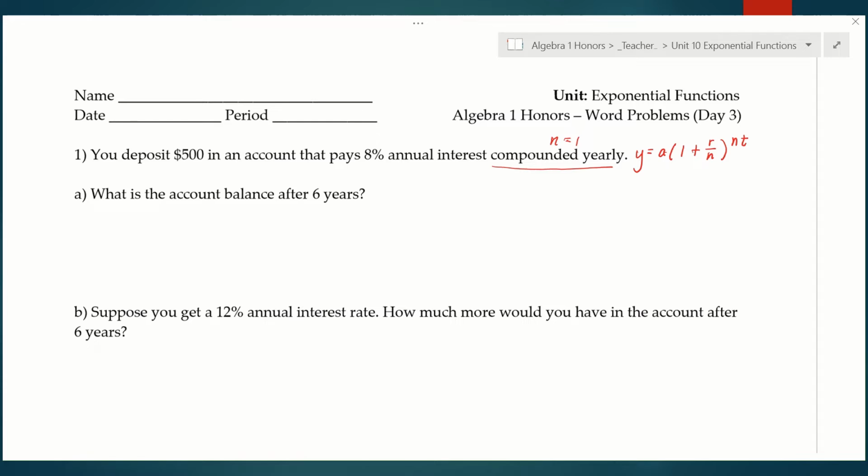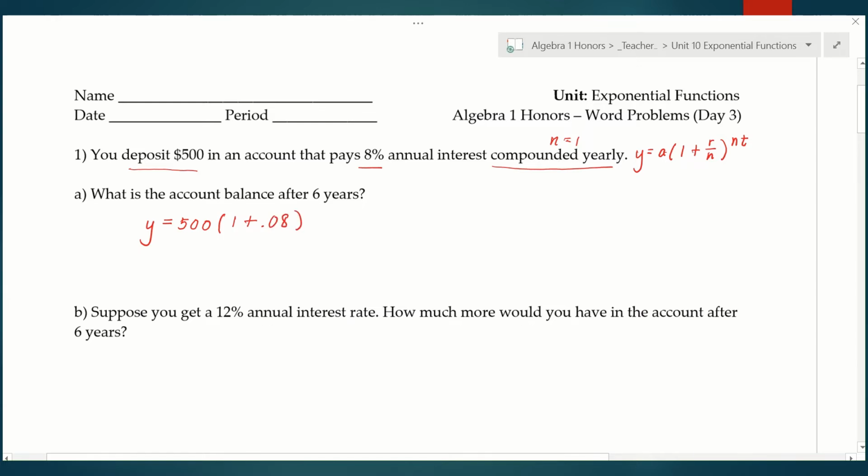Okay, so part A says, what is the account balance after 6 years? So I'm going to start with y equals, remember A is the amount that you start with, your initial amount, which in this case, it says I deposited $500, so I'm starting with 500. And then in my parentheses, I have 1 plus, because it's growth. My rate is 8%, which as a decimal is 0.08.